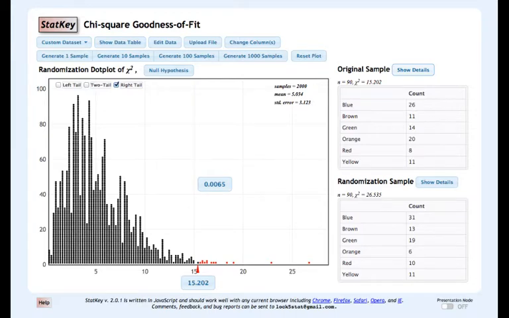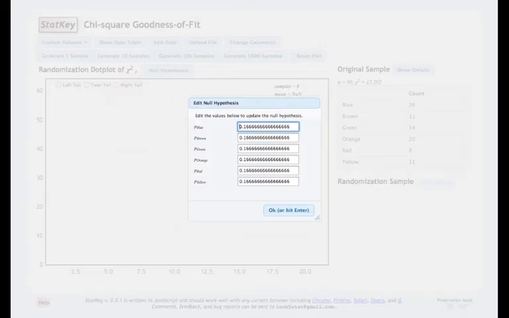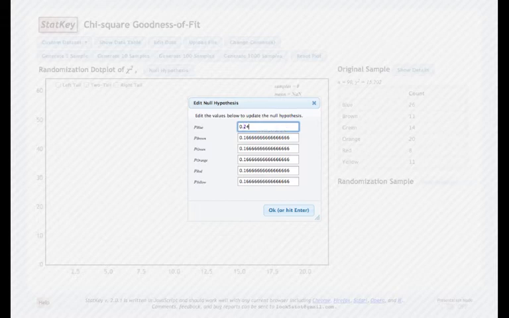So here in StatKey, this is where we've already entered our M&M data. We can see our data set over here. I'm going to reset the plot and click on null hypothesis. And instead of having all of these default equal proportions, I'm going to overwrite them with the proportions we're given. 0.24 for blue, 0.14 for brown, 0.16 for green, 0.20 or just 0.2 for orange, for red 0.13, and for yellow 0.13.